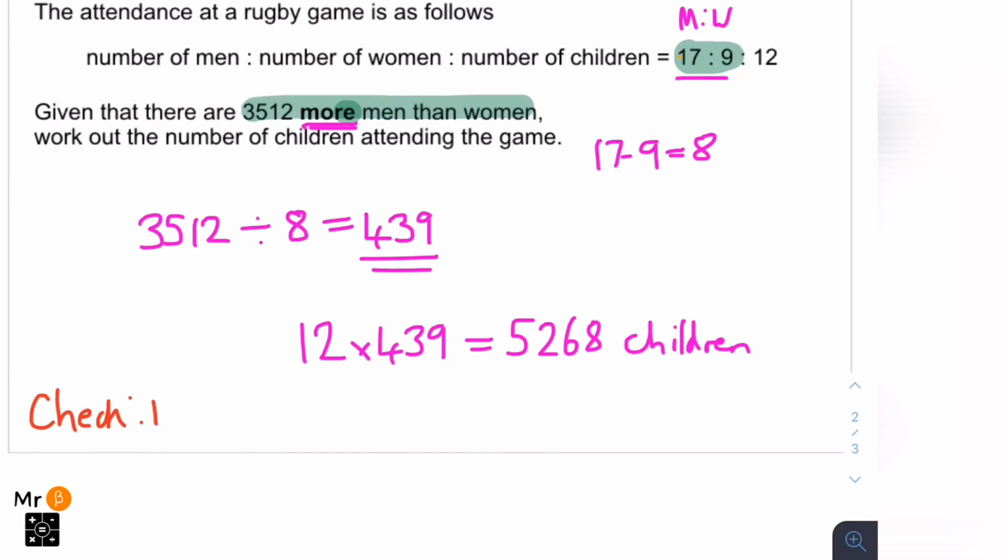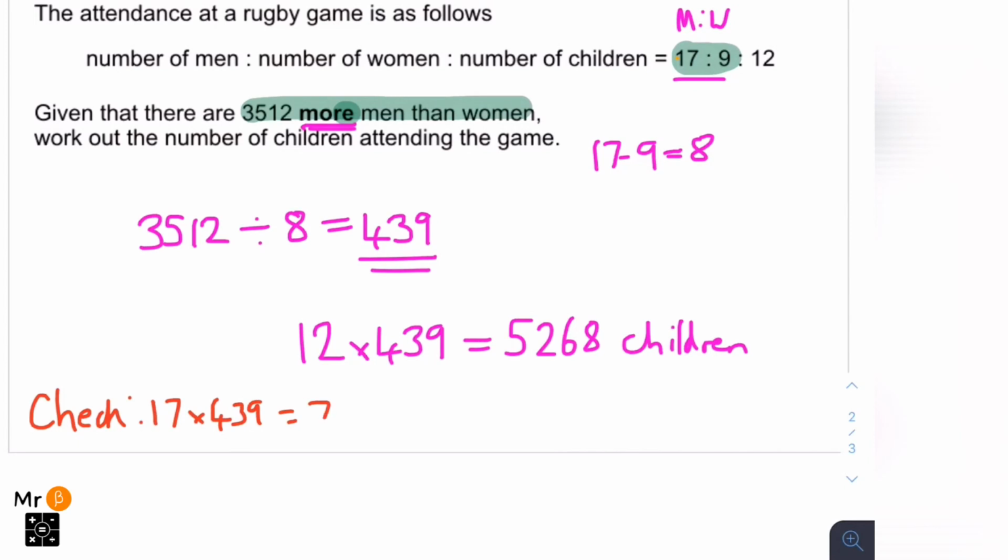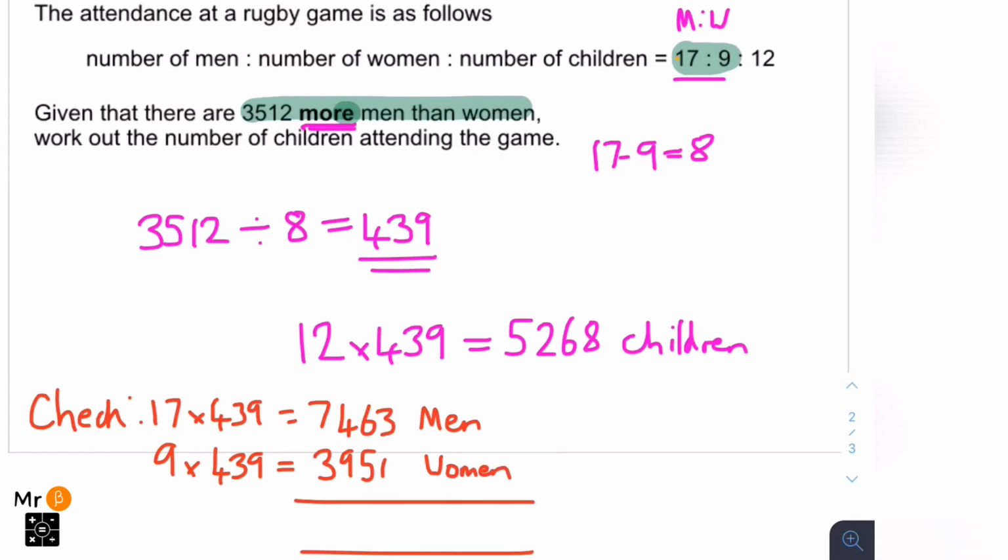work out how many men you had, which is 17 times 439, which is 7,463. You would then check how many women you had at the game, so that's 9 times 439, which is 3,951 women. And then we want to make sure if we subtract these that we do have 3,512 more. So if you subtract those two answers now, you would get the answer 3,512. So therefore, you know your answer is correct.